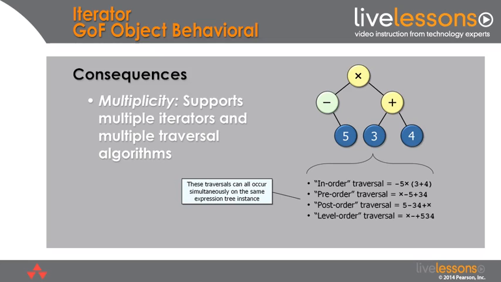Another benefit of using Iterator is the ability to support multiple iterators and multiple traversal algorithms. You might want to have multiple traversals taking place on a single expression tree, perhaps over different parts of the expression tree, perhaps in different traversal orders, in order versus pre-order versus post-order, and so on. And all those things can be supported by using this pattern properly. In the next video, we'll talk about how we can apply the strategy pattern to support multiple different traversal algorithms, looking at the tree in different ways.